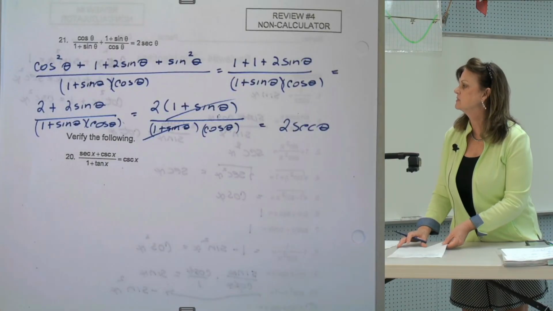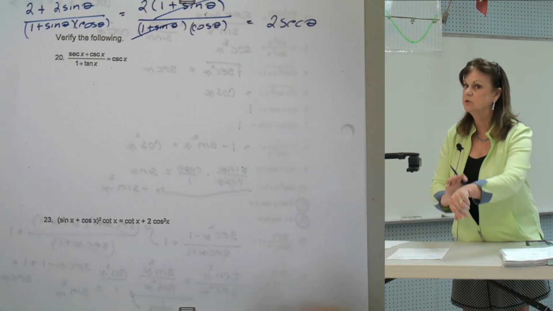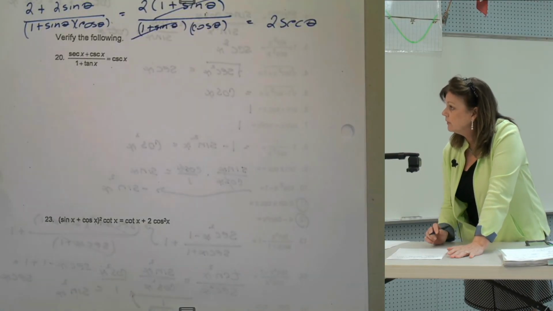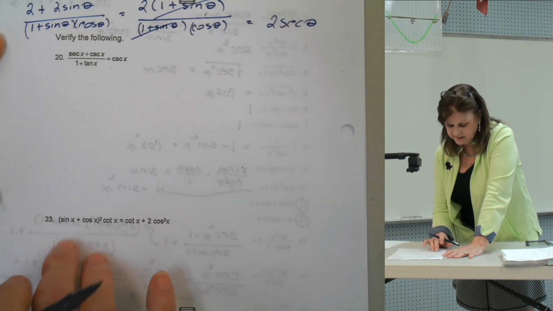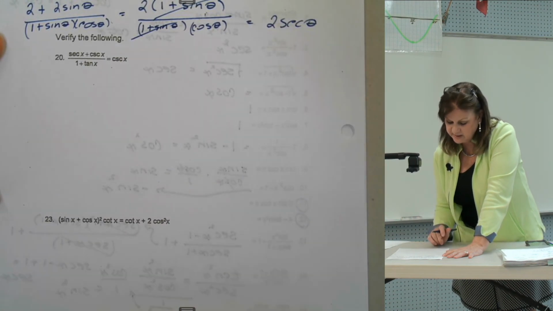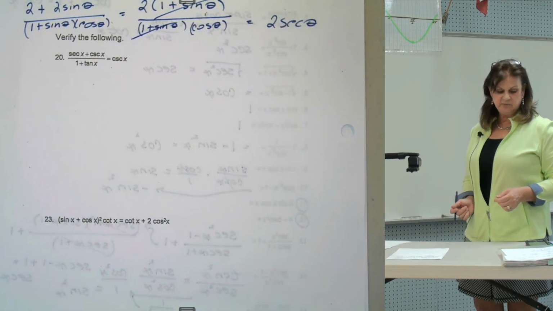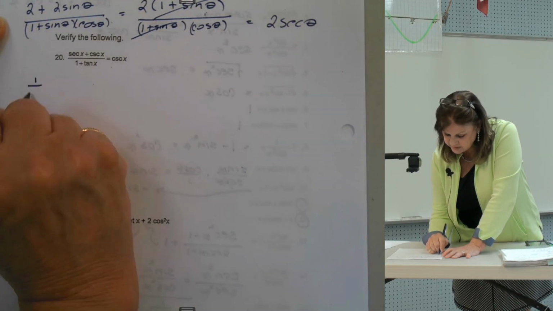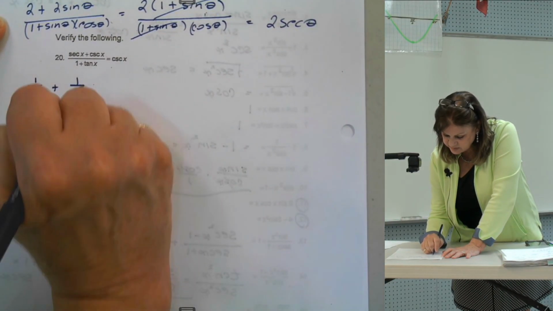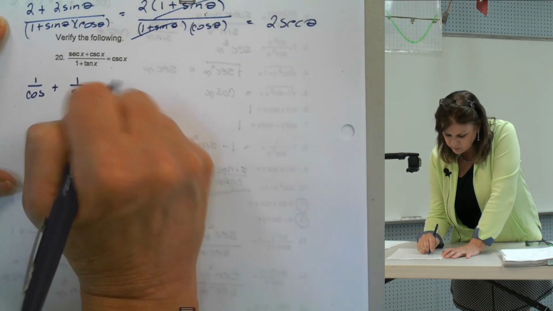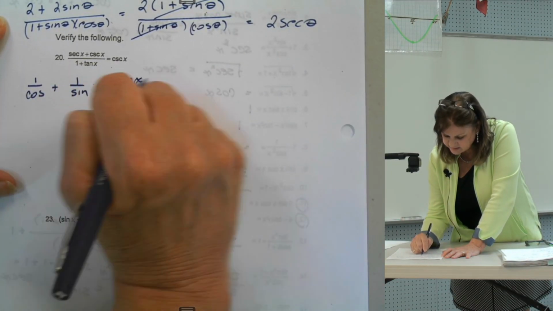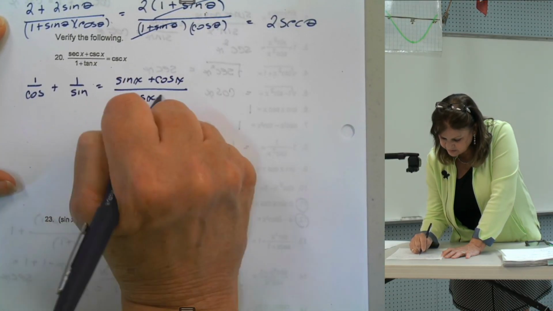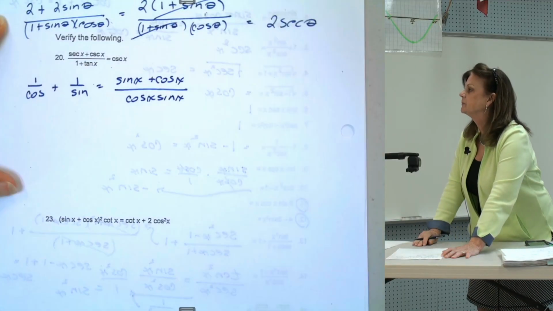Okay. Verify the following. I think this is probably the last problem we're going to be able to work due to our time. So here we go. You have an example of 23 in your notes, so you can just go back to that. So secant plus cosecant over 1 plus tan, right? So I've got 1 over cosine plus 1 over sine, which is going to give me sine x plus cosine x over cosine sine. That's my numerator.